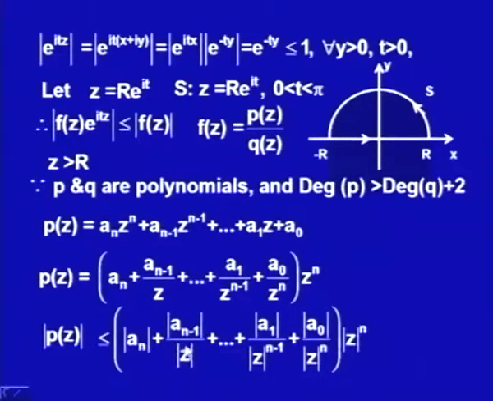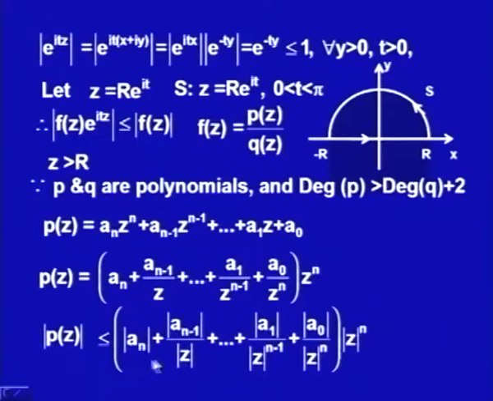Now, since mod z is greater than r, 1 upon mod z would be less than 1 upon r. What it says is that this would be less than mod of a n minus 1 upon r and so on, and the last term should be less than mod of a naught upon r to the power n. r is already a large positive number. So as n increases, 1 upon r to the power n would be decreasing.